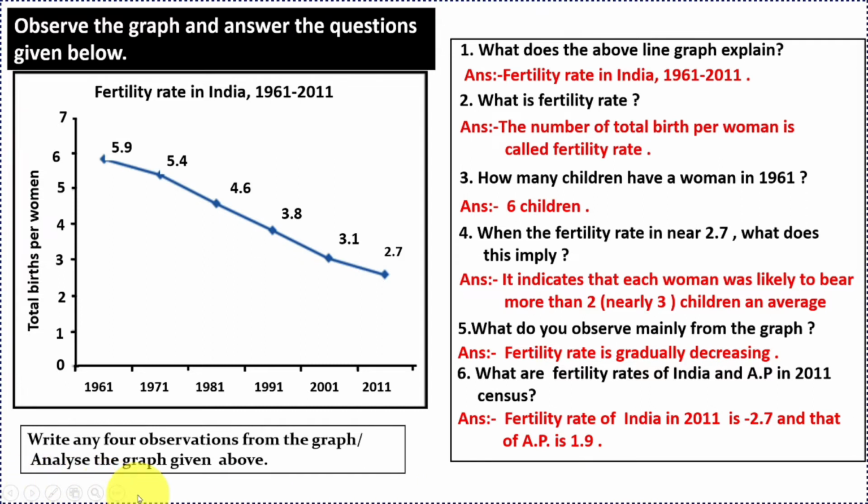Write any 4 observations from the graph or analyze the graph given above. So what we got from this graph is, this graph explains about fertility rate of India from 1961 to 2011. Next, the fertility rate of India is decreasing from 1961 to 2011. It was very high during 1961, less during 2011.